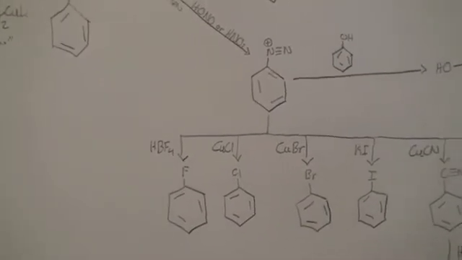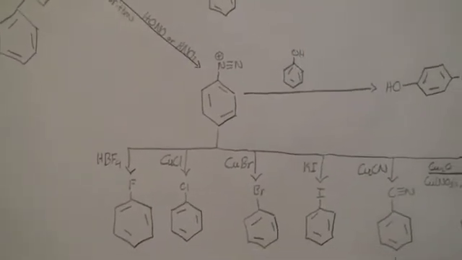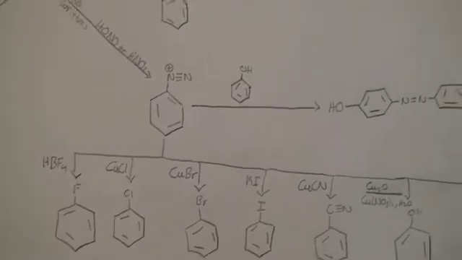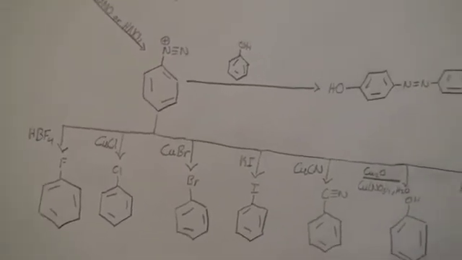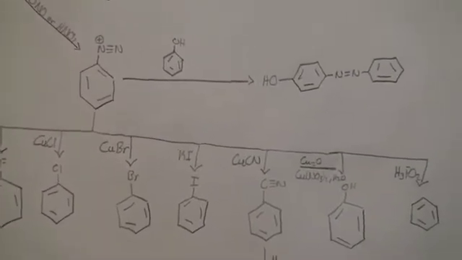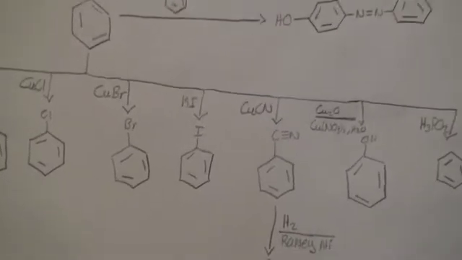Other things you can do with this, if you react it with HBF4, you can replace those two nitrogens with a fluorine. CuCl will replace it with a chlorine. CuBr will replace it with a bromine. KI, iodine. CuCN will replace it with the C triple bond N group, cyano.